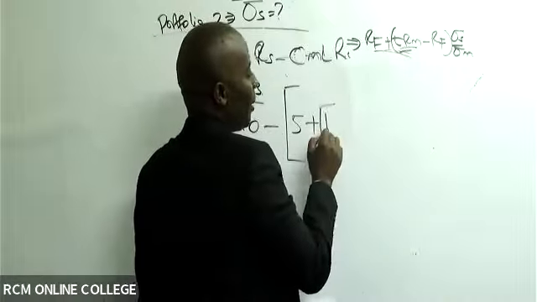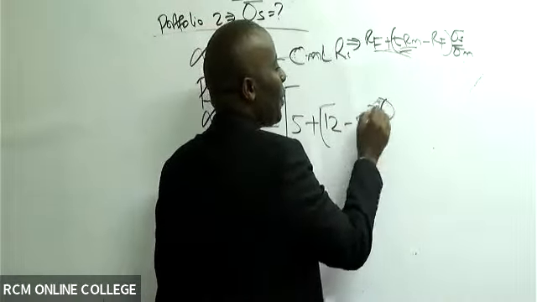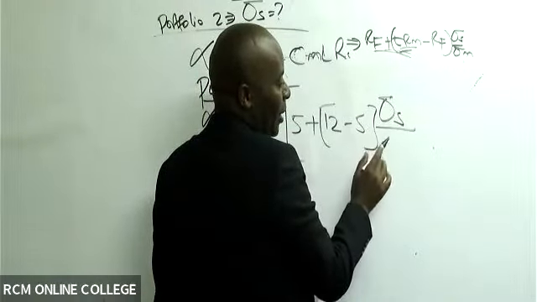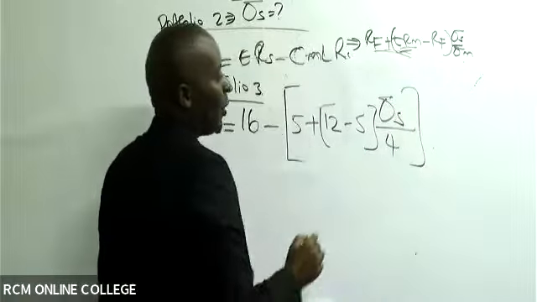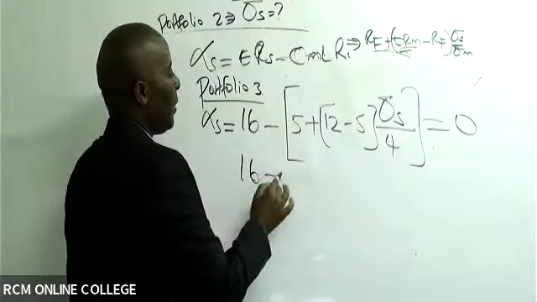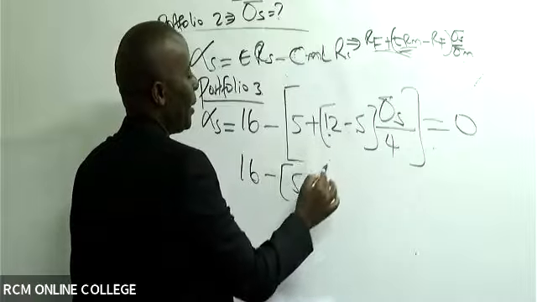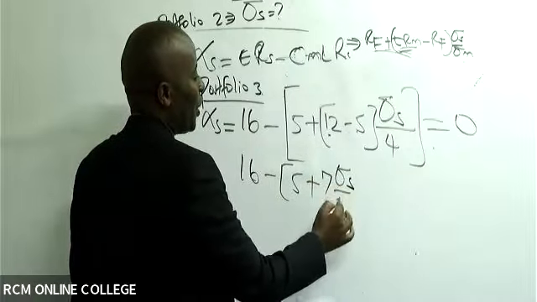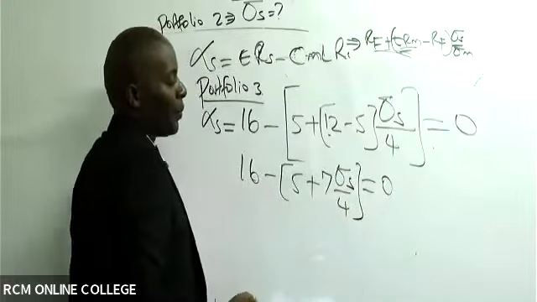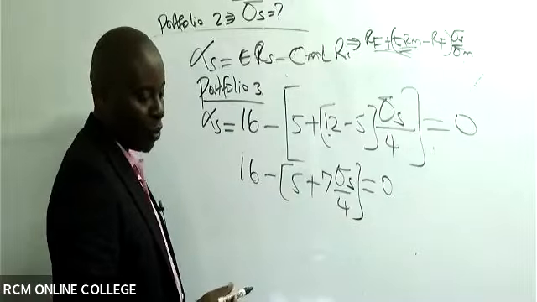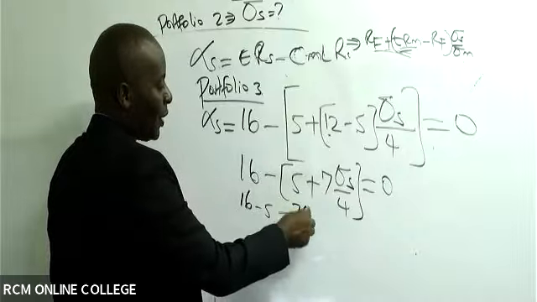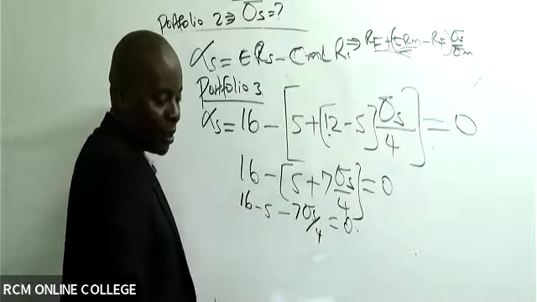ERM is what? 12 minus 5, isn't it? The standard deviation is what the examiner has asked you to provide, so you divide this by the standard deviation of the market, which is 4. And then we expect the whole thing to be equal to 0. So 16 minus 5 plus this minus this gives me 7 standard deviation of S all over 4 equals 0. When you open brackets, 16 minus 5, this becomes minus 7. So 7 standard deviation of S over 4 equals 0.